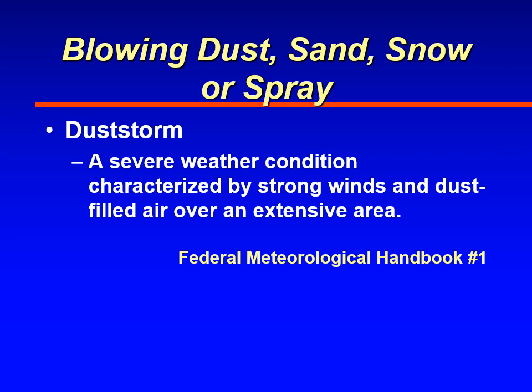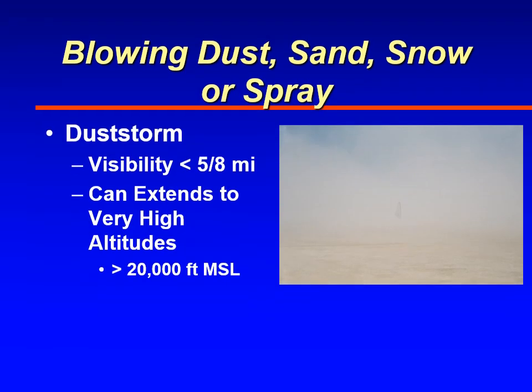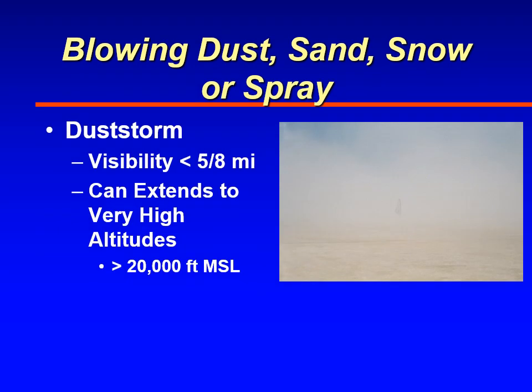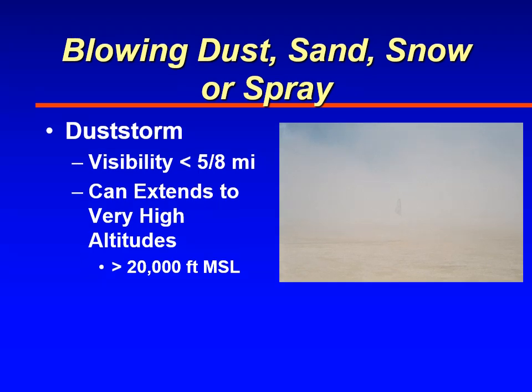Dust storms, as I mentioned, are severe weather conditions where you have strong winds and dust over an extensive area, typically to a height of greater than 50 feet. And sometimes dust storms can reduce visibility significantly and dust can be found at high altitudes. This picture was taken by a friend who was flying a 727 years ago at an altitude of 20,000 feet over Arizona, and you can see the dust storm.